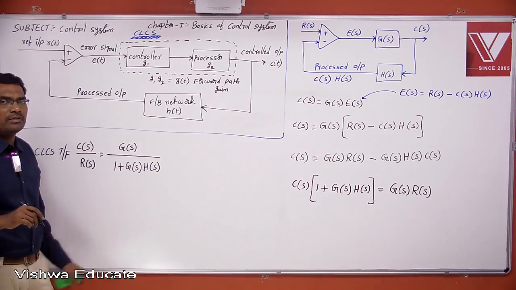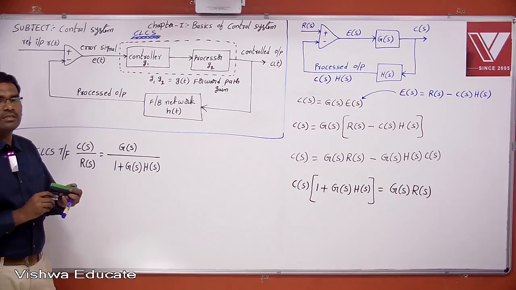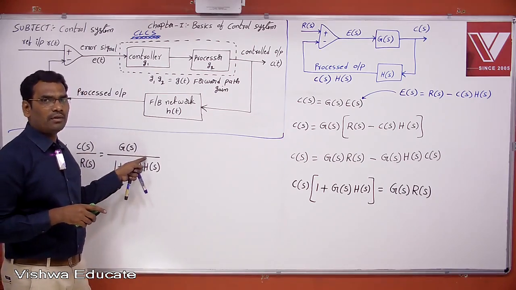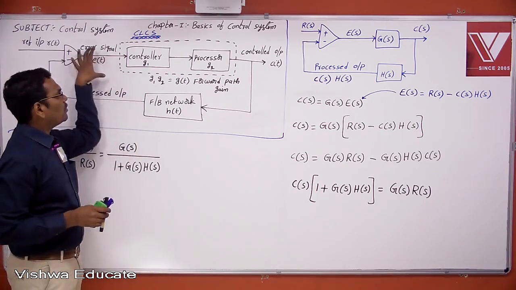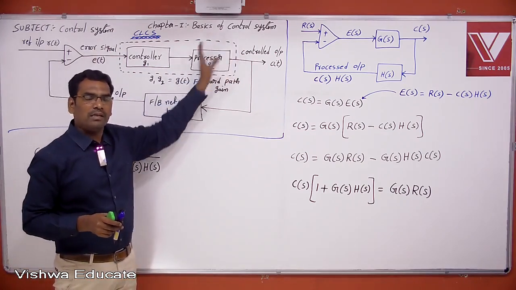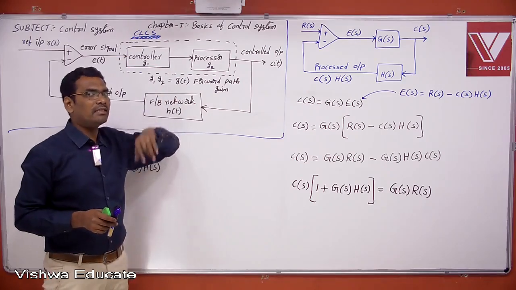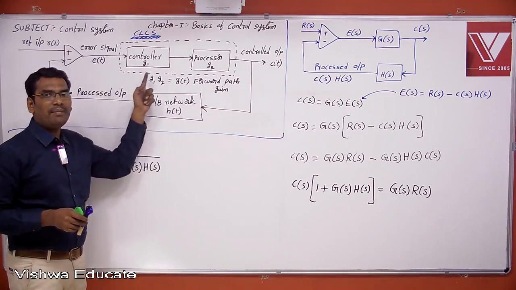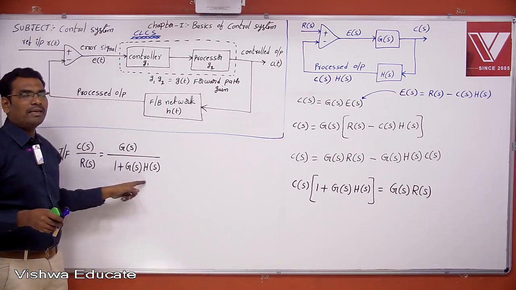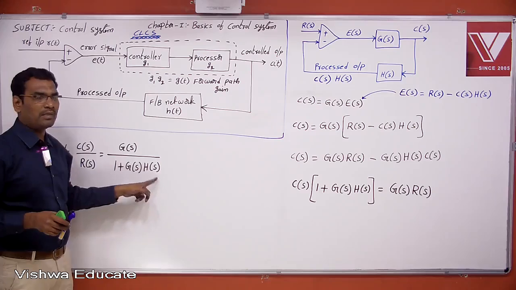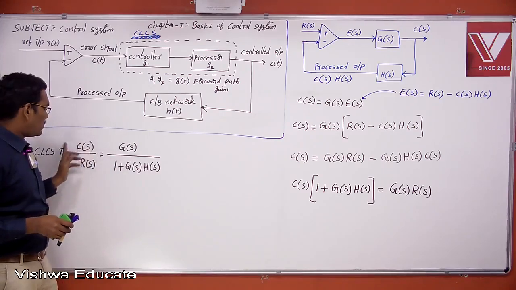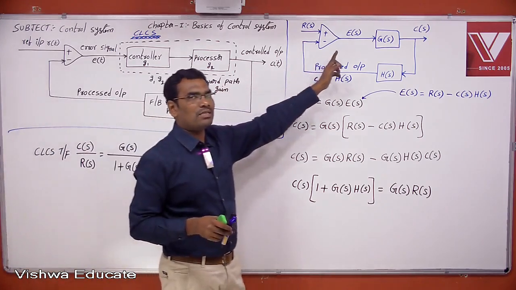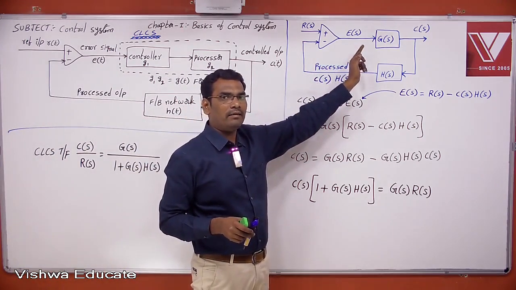What is the transfer function you can get in the case of open loop control system? In the case of open loop control system, you can get only G of S, because there is no feedback path gain in the case of open loop control system. But here, there is a feedback network, there is a feedback path gain. Therefore, now the feedback path term also comes into the picture of the transfer function. This is the closed loop control system transfer function, and this is the closed loop control system mathematical equivalent model.